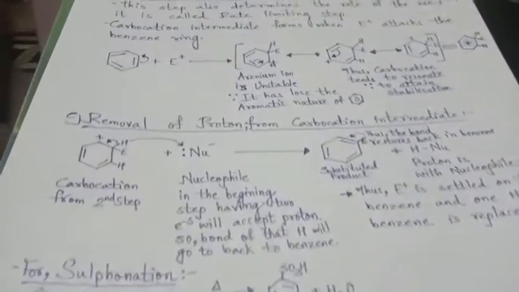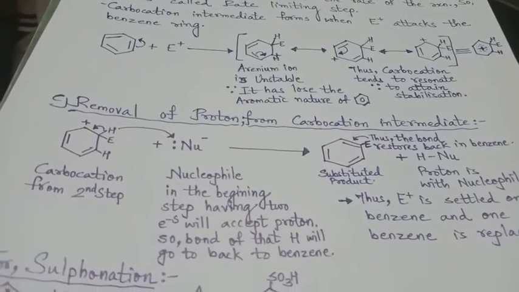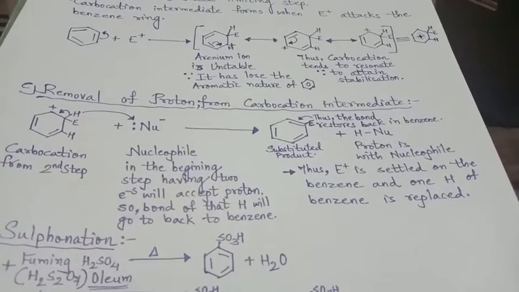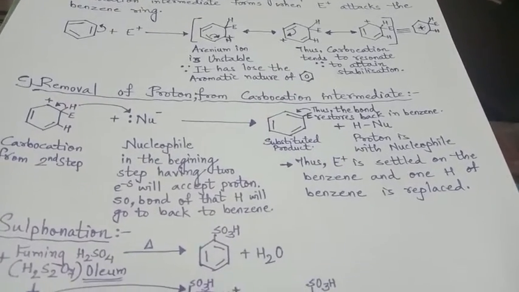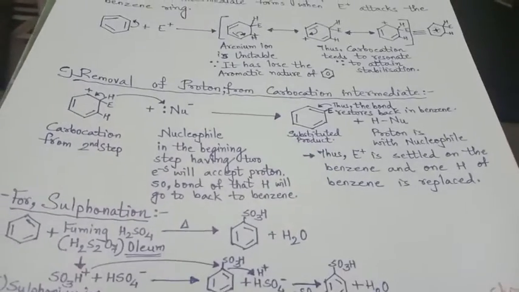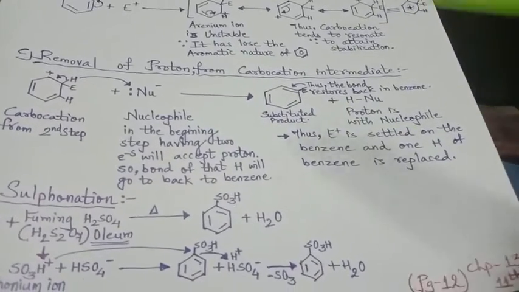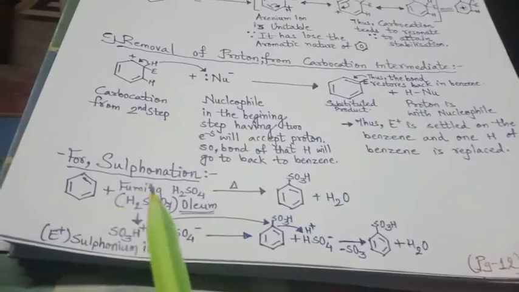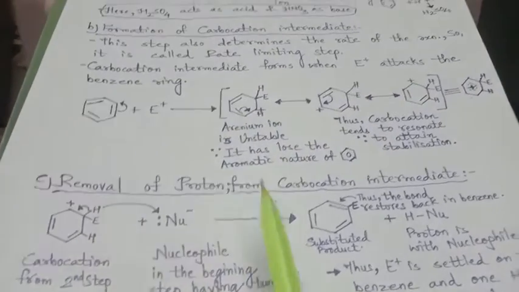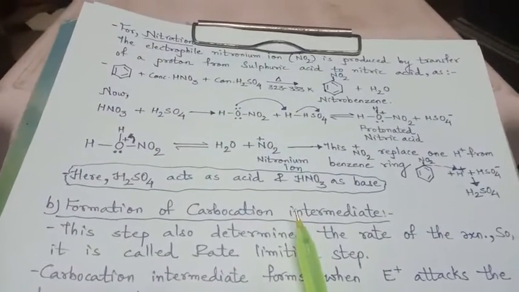So these are all the mechanisms. Actually, we have already discussed the reactions in the chemical properties of benzene: halogenation, nitration, sulfonation, Friedel-Crafts alkylation and Friedel-Crafts acylation. All the reactions I have shown here also today, because if I do not show you the reaction, you will not understand the mechanism. So this is the sulfonation reaction, this is the mechanism, right? This is the mechanism and the reaction which I showed previously.